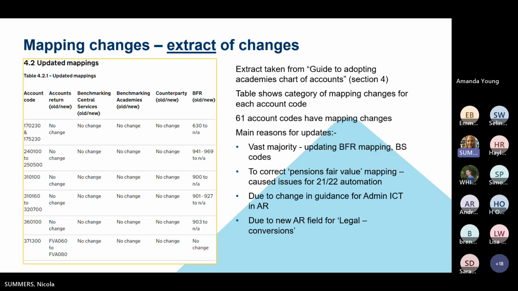So there are a lot of mapping changes. I think there are actually 63 now. We have released a new version of the COA on Wednesday because a couple of mapping issues to the BFR were spotted, so we have updated that. We haven't changed any of the new or deleted account codes. It's just some BFR mapping.